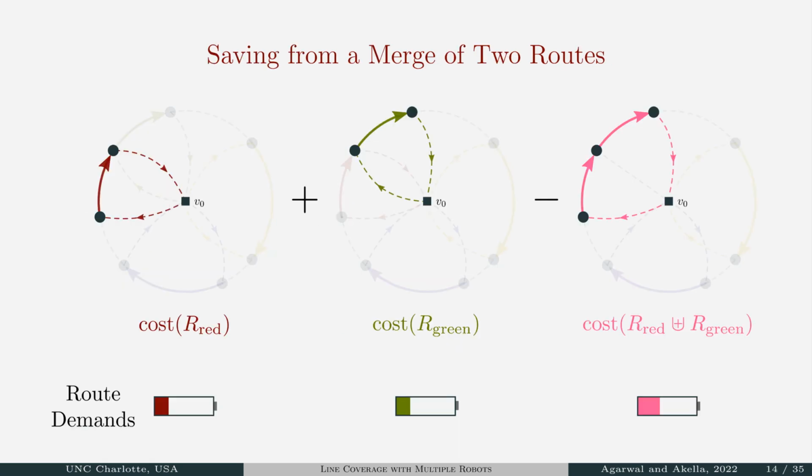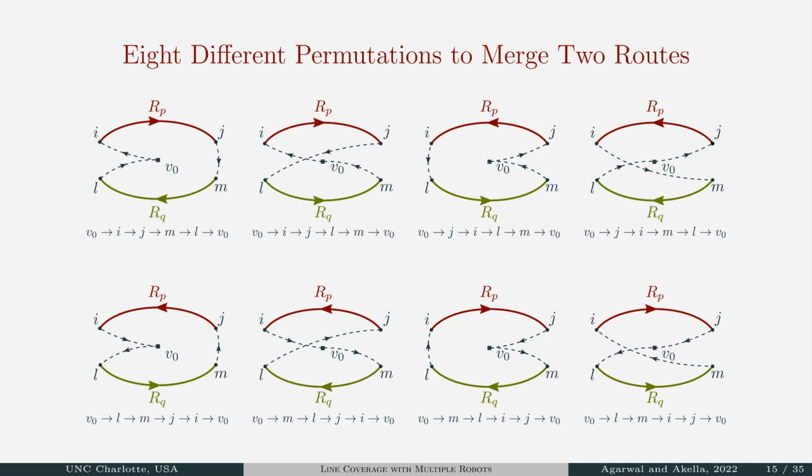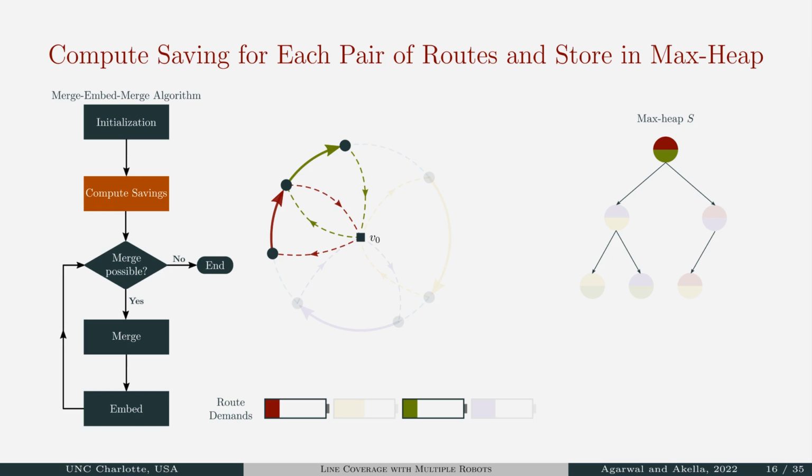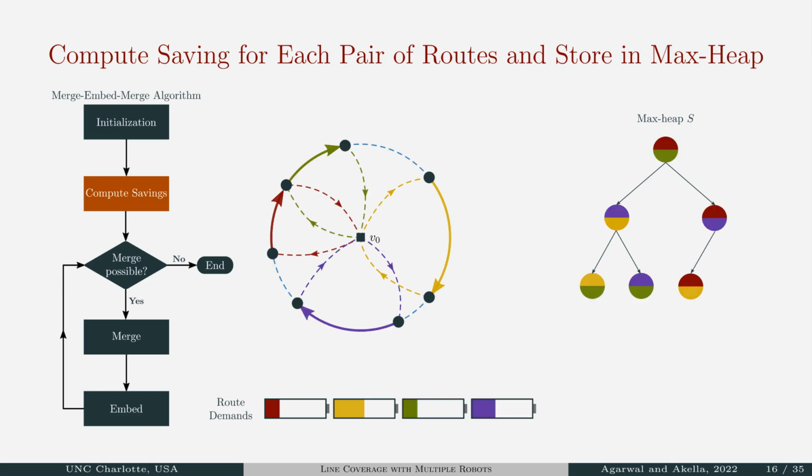Next, we look at the saving in the cost if we merge two routes to form a new route. As merging two routes reduces the amount of deadheading to and from the depot, the total cost of the routes can potentially decrease. There are 8 different permutations to merge two routes, as the costs are asymmetric. The algorithm selects the permutation that gives the maximum saving, provided the resource constraint is satisfied. The algorithm considers each pair of routes, computes the saving in cost for each pair, and stores these savings in the max heap data structure shown on the right.